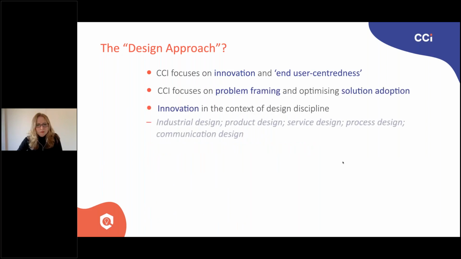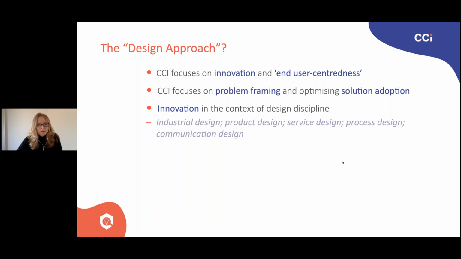So CCI focuses on innovation and what we call end user centeredness. So we're interested in understanding the end user to get insight. And it also focuses on problem framing. So turning or revisiting problems to frame them in different ways in order to be able to optimize adoption of solutions. What we don't want to have is, at the end of the project, just what's sometimes called shelfware, things that just sit on shelves. We're looking for the outputs of the project to be actually adopted.